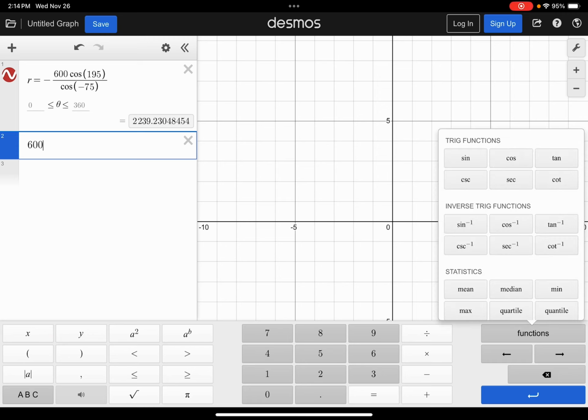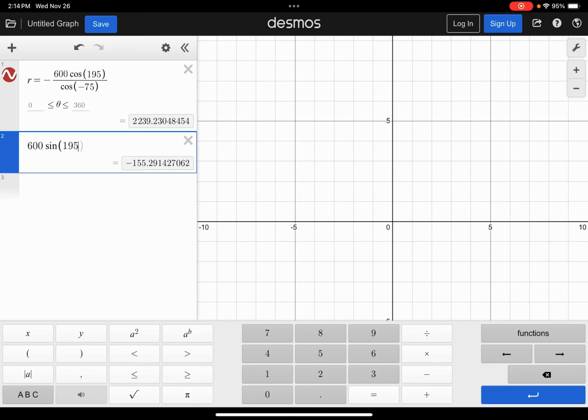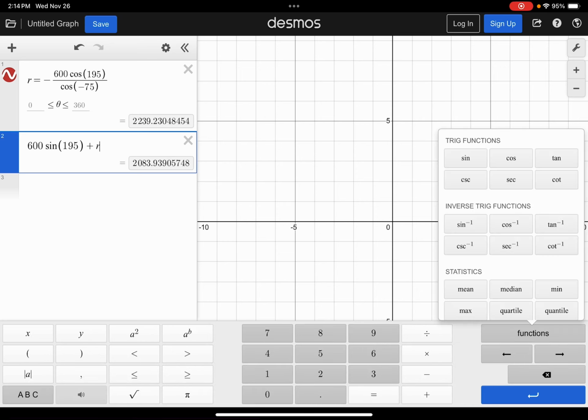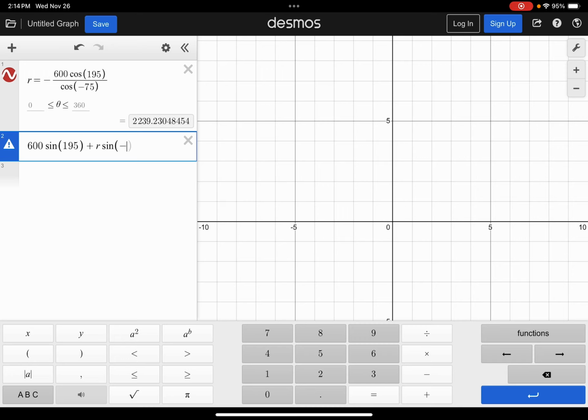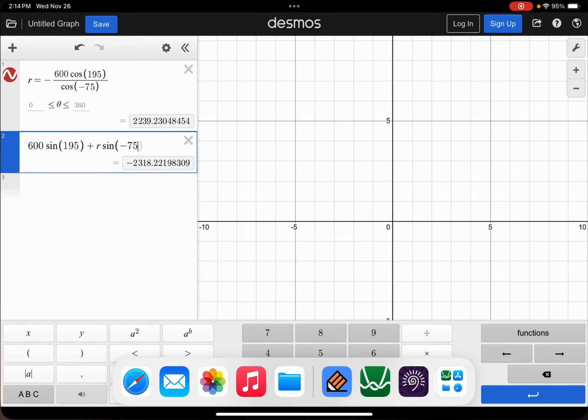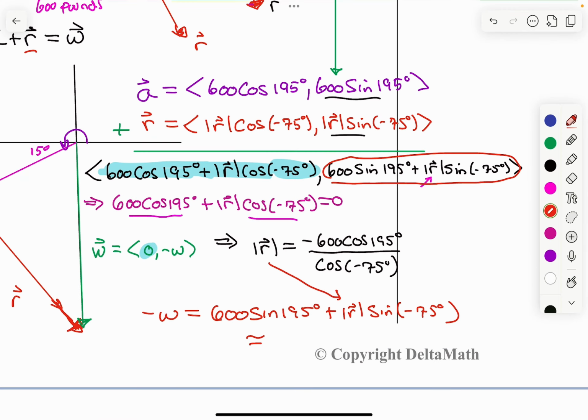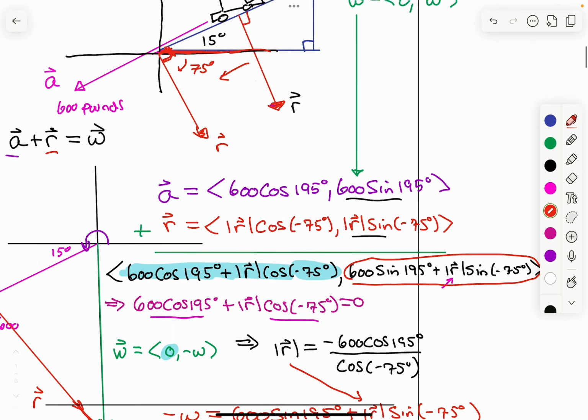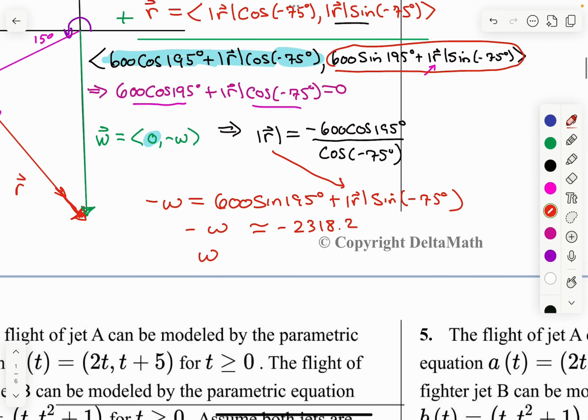So 600 sine 195 plus the thing I'm calling R times the sine of negative 75. That is equal to negative 2318.2, and that's negative W. So that means W, being the weight of the car, is 2318.2 pounds.